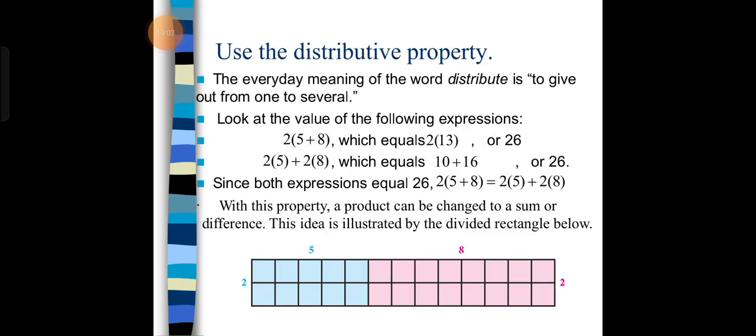Now, use the distributive property. You should know how we use the distributive property. The everyday meaning of the word distribute is to give out from one to several. Something you have that's one, you need to distribute among several. That means you need to distribute it among a lot of people. So this is the everyday meaning of the word distribute: to give something out from one to several.